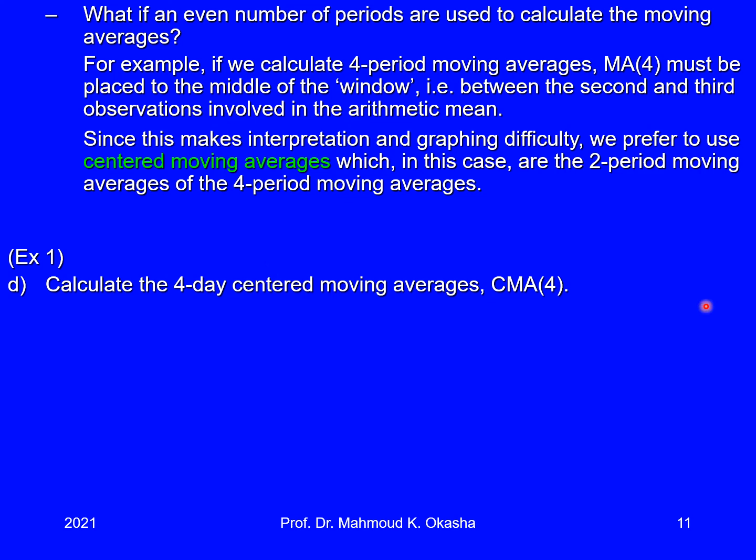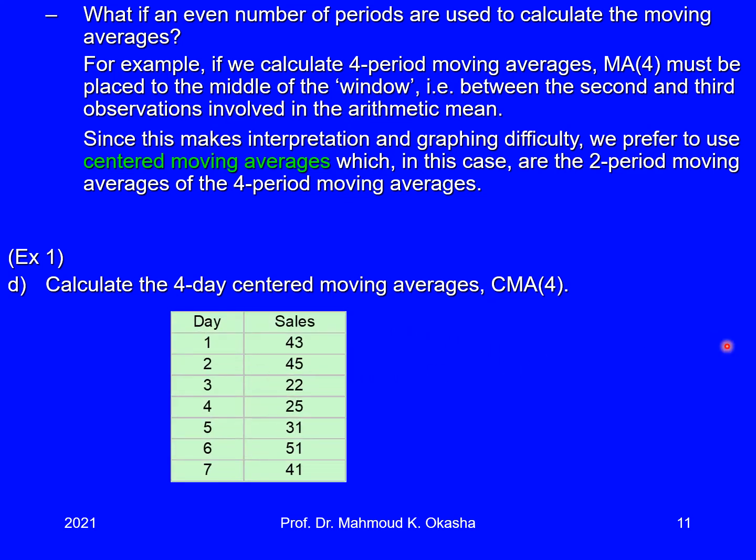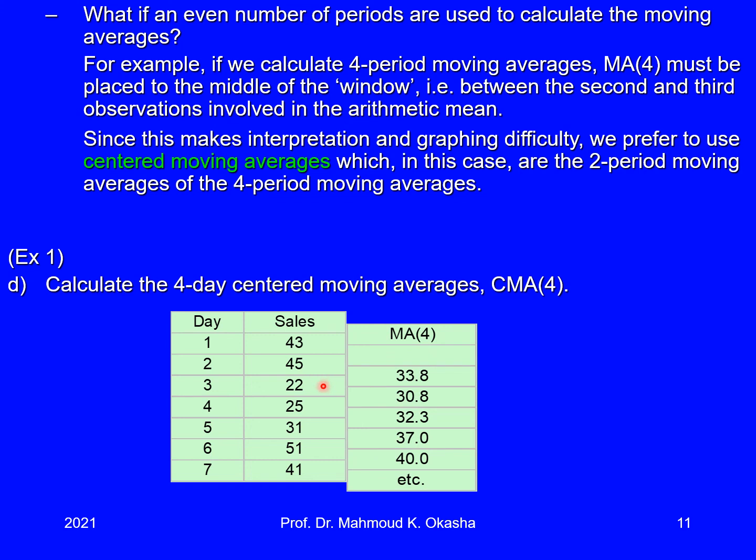Example 1, calculate the 4-day centered moving average. That's the data, and this is the 4-point moving average. It is not exactly opposite to the values itself. So that's a 4-point average: 43 plus 45 plus 22 plus 25 over 4. It will be 33.8. That's the average of the 4 points.